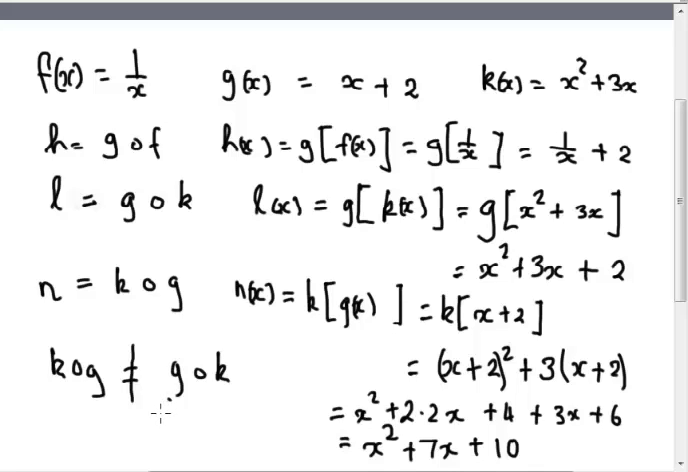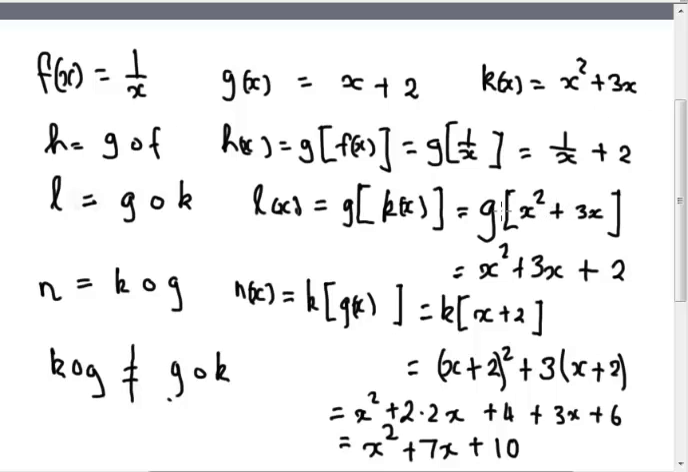Altogether, okay. Come again? G composite k. Should I explain it? I said if it's like this, k is going to act on the argument x. That's why I'm writing this as g of k of x. Now I need to replace that placeholder k of x by the statement of k of x. The statement of k of x says x squared plus 3x. That's why it's sitting there.